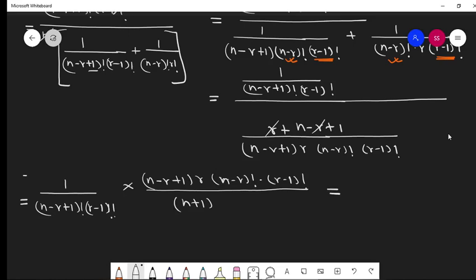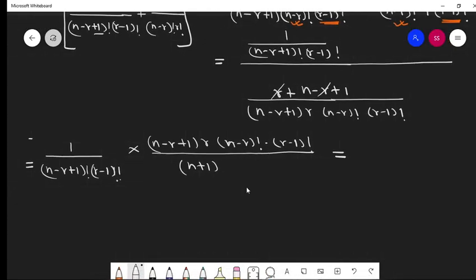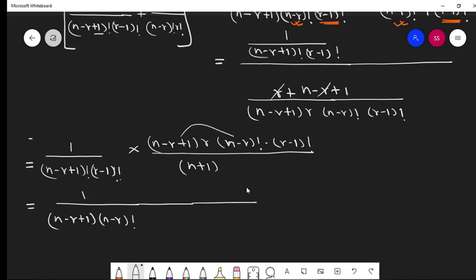Then the next step, let's see, (n minus r plus 1) factorial. So we can change this. One more step. What can we write there? Simply we can write, for cancellation, (n minus r plus 1) times (n minus r) factorial, one less, or the product will be (n minus r plus 1) factorial. If you remember it that way, you can do that. (n minus r plus 1) times (n minus r plus 1 minus 1), that's why it is (n minus r) factorial. This term is written in that way.